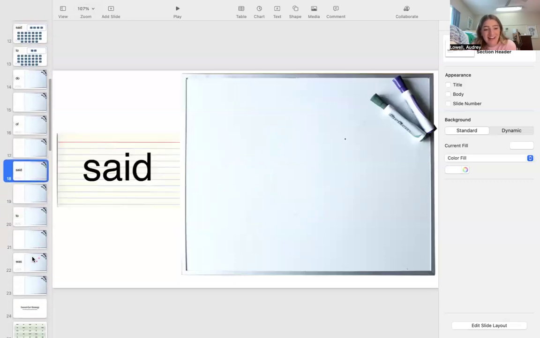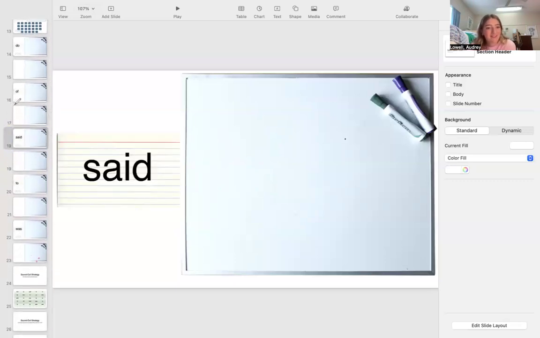Now let's move on to the next word, which is said. Let's start by writing it as we see it. Said. S-A-I-D. Awesome. Now let's write said as big as we can, which I don't know if it's going to be that big, but write it bigger than this. Said.